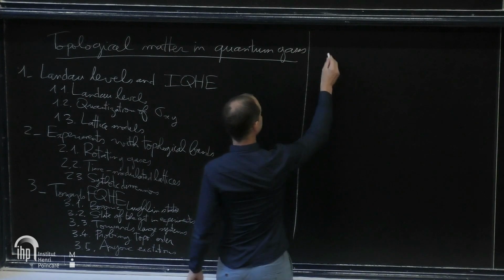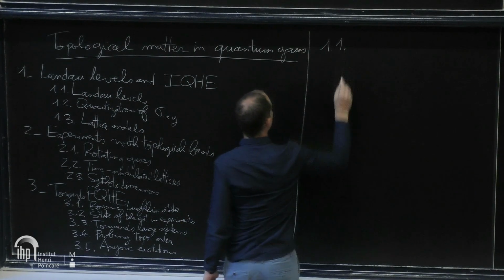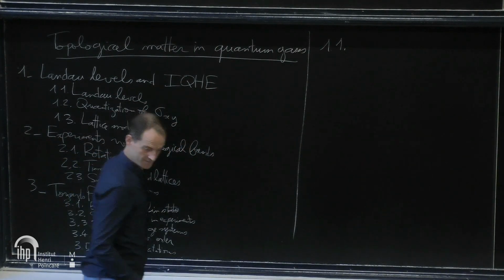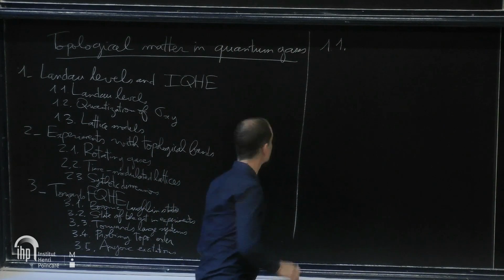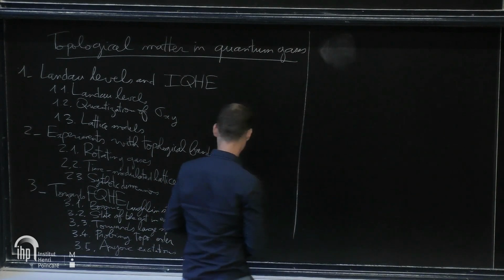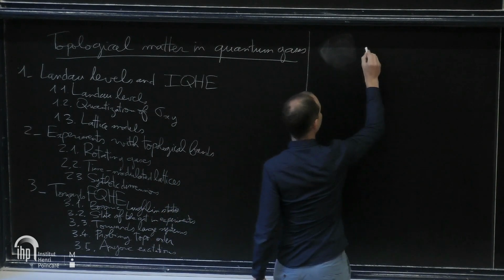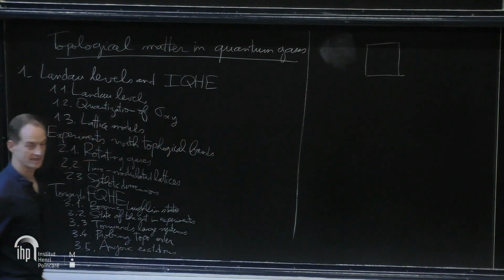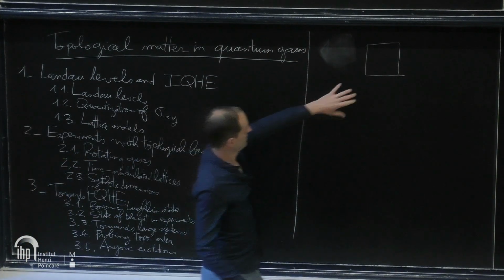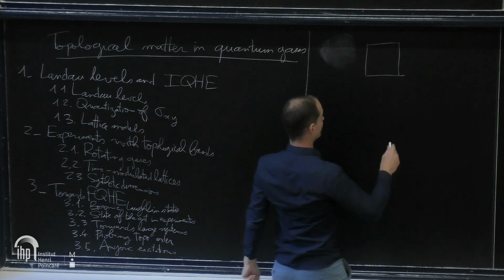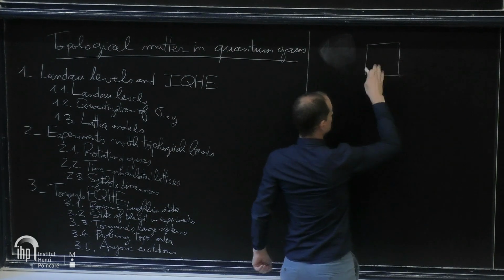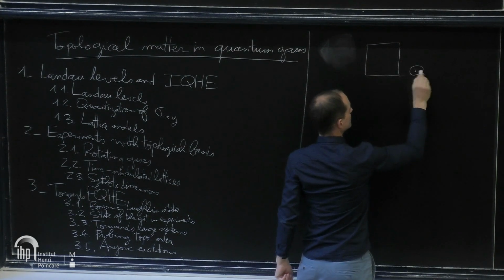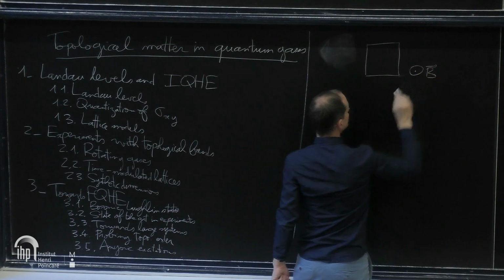So let's start with the basics of the integer quantum Hall effect. Maybe before starting the first part, I would like to remind what the integer quantum Hall effect is, which occurs in 2D electron gases. So I sketch here a planar configuration where there would be electrons that we subject to a perpendicular magnetic field.